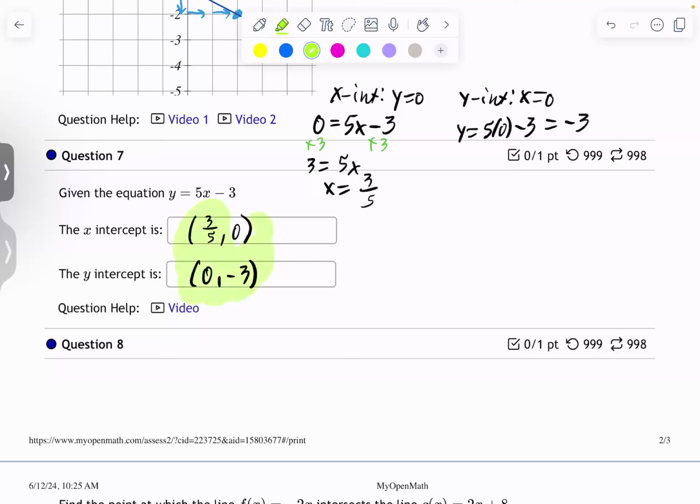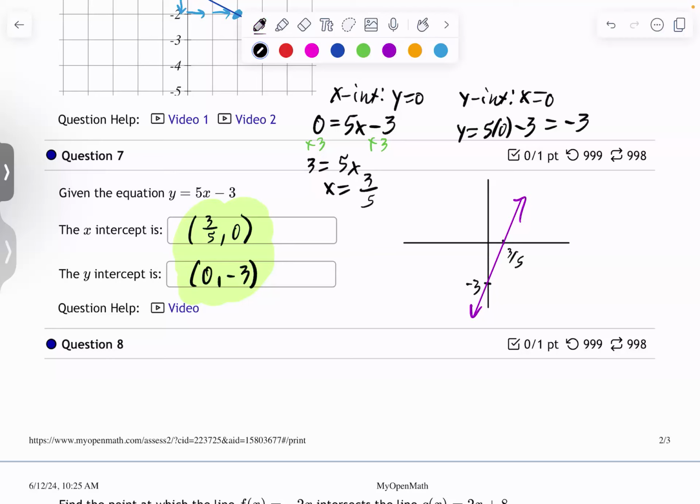And more often than not, if we want to graph this, if we already have the x and y intercepts, we can actually easily graph this. So I'm going to say this is negative 3, and this is 3/5. And there is our graph. Very nice, very easy to graph.